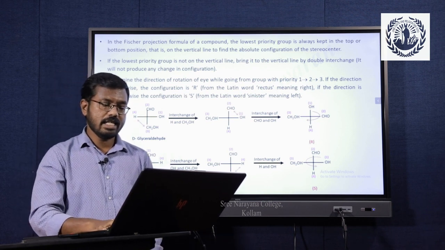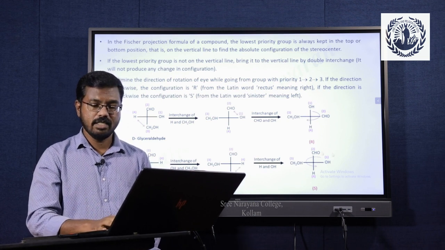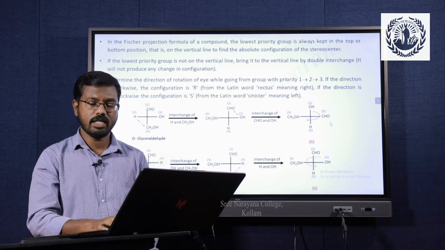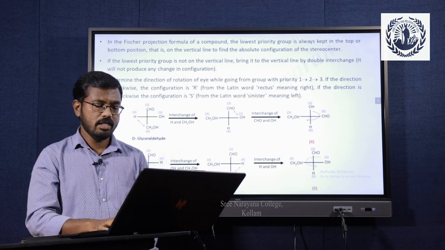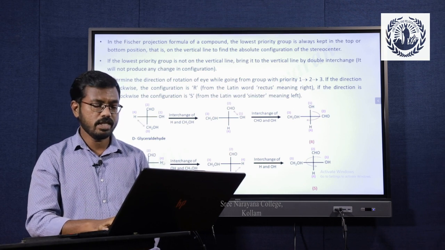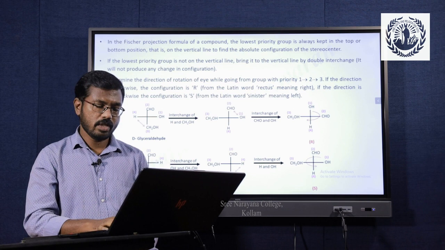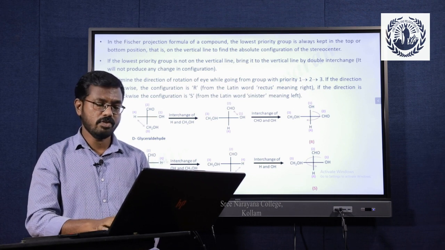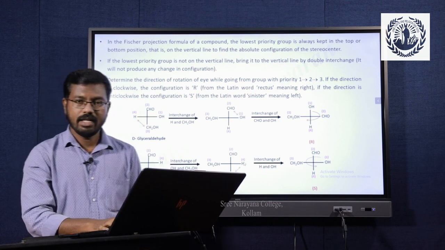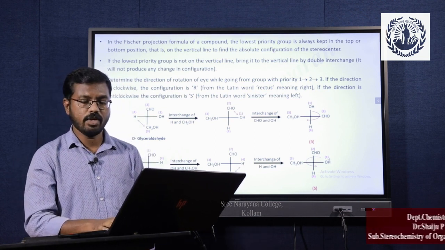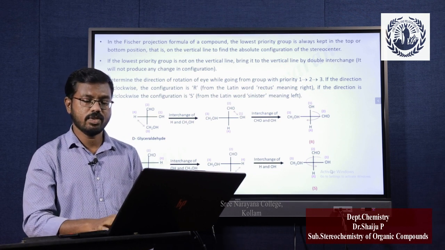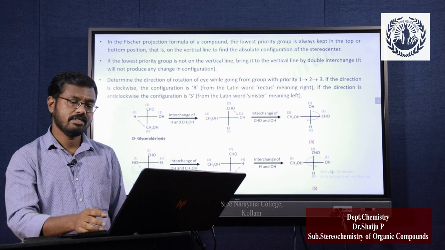Now, in the case of L-glyceraldehyde, when you count, the groups are the same. So, the first priority will go to OH, second priority CHO, third priority CH2OH, and 4th priority hydrogen. Hydrogen again is in the horizontal position. So, we will bring it to the vertical position by doing the double exchange. After that, when you count 1, 2, 3, the rotation of the eye is in the left direction. So, it is denoted as S.